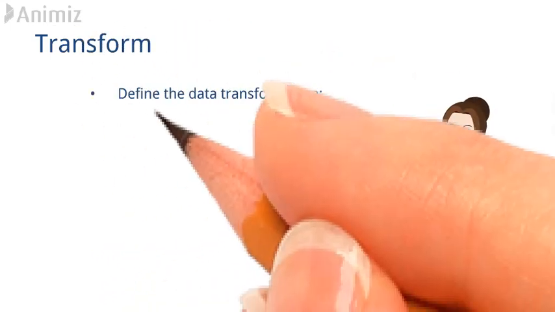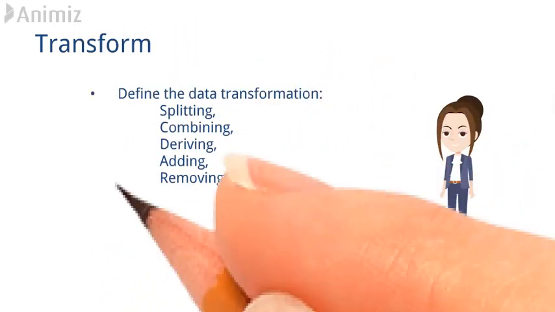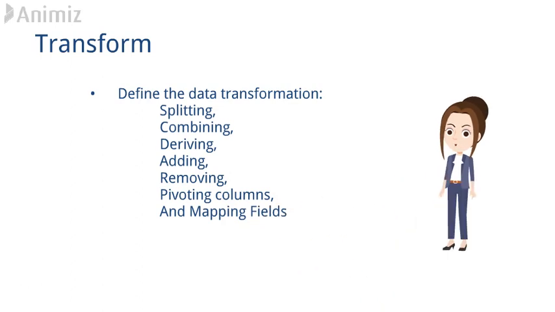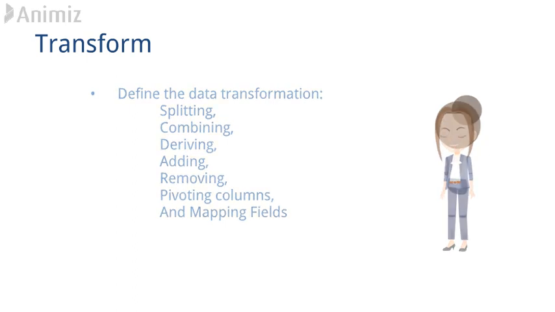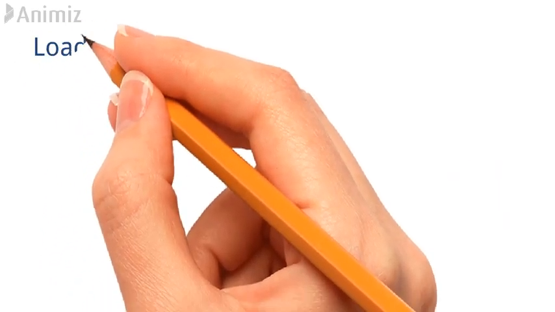In this, define the data transformation. Data transformation operations can include splitting, combining, deriving, adding, removing or pivoting columns. Map fields between the data source and the data destination. You might also need to aggregate or merge the data. After all this, we will see the load.